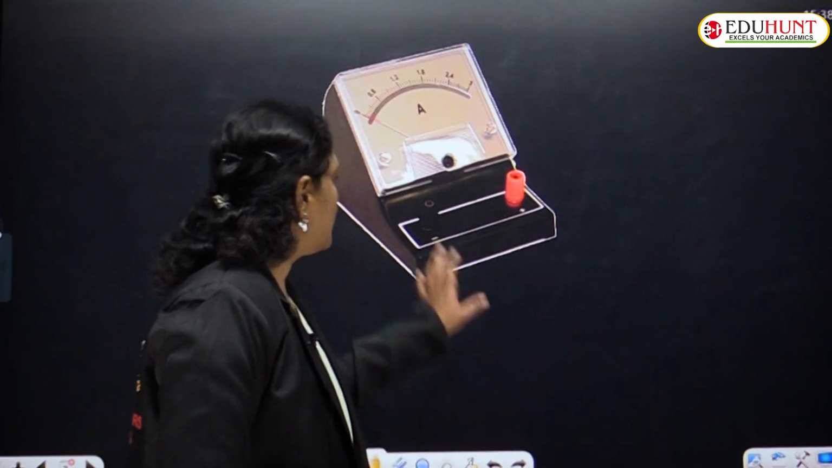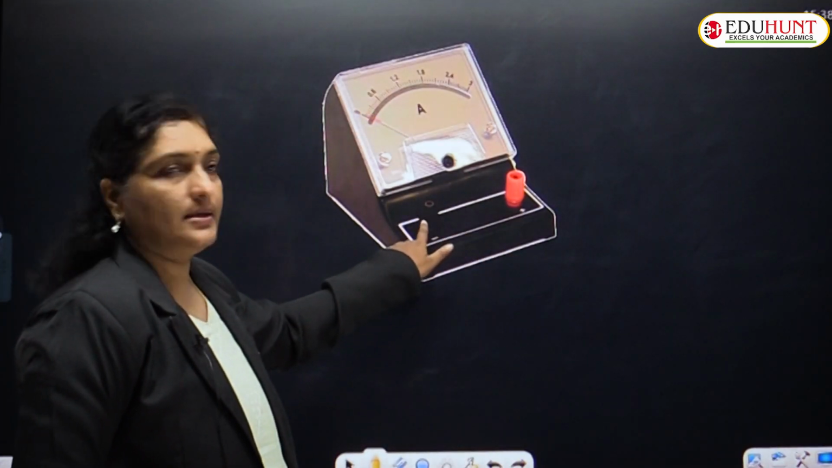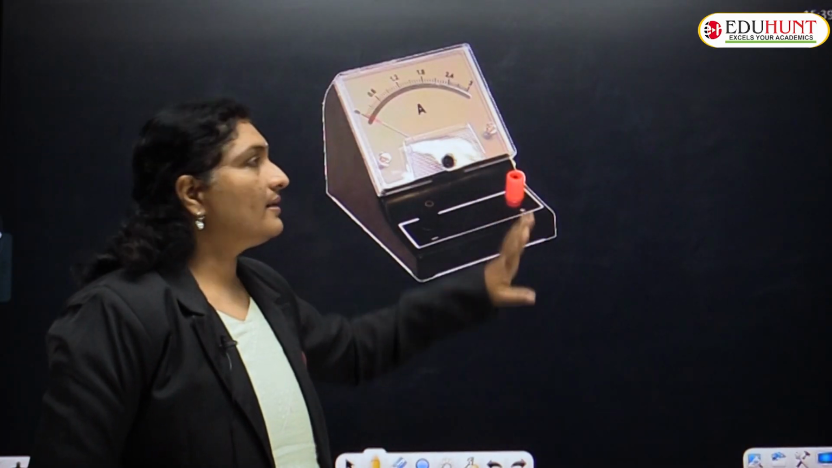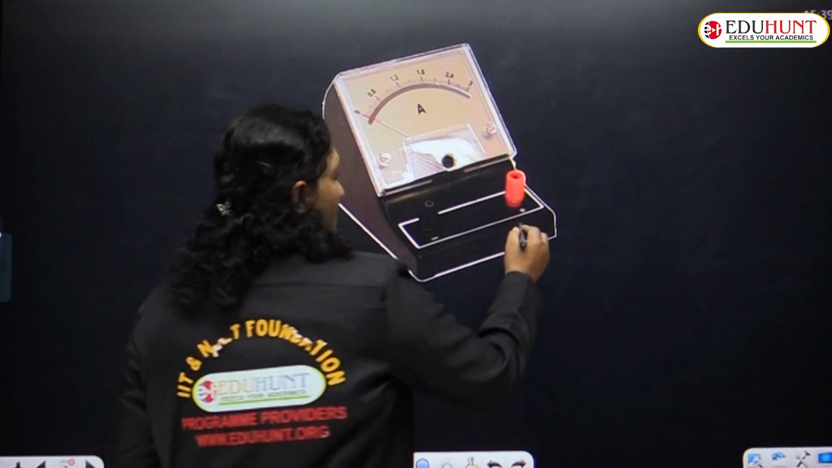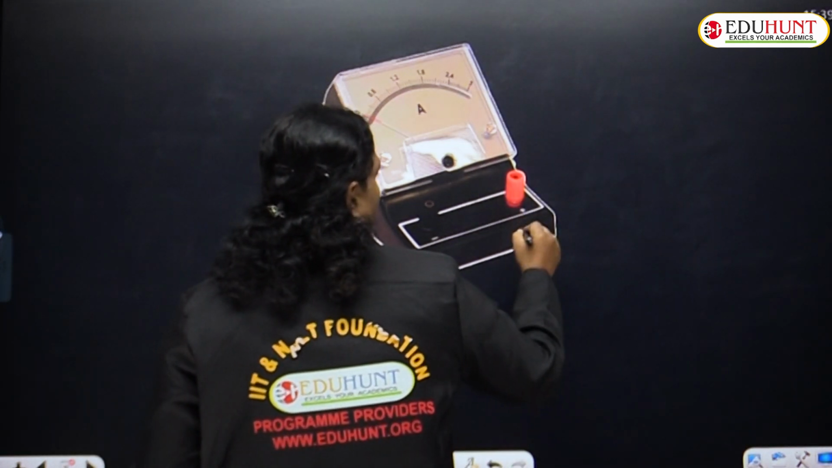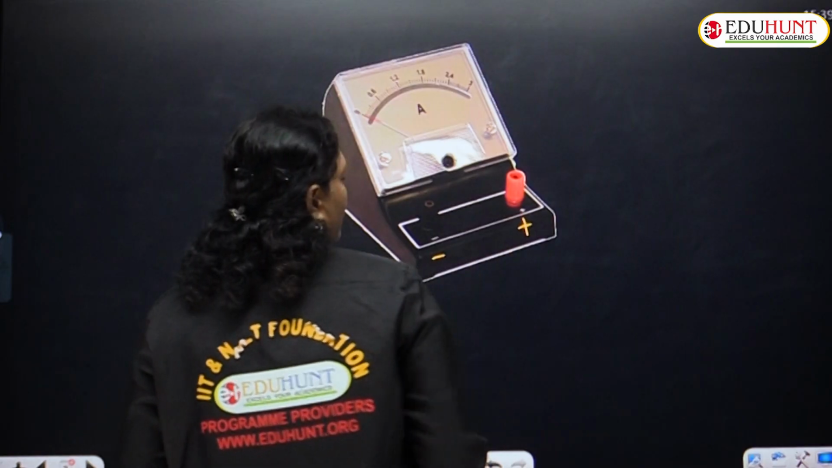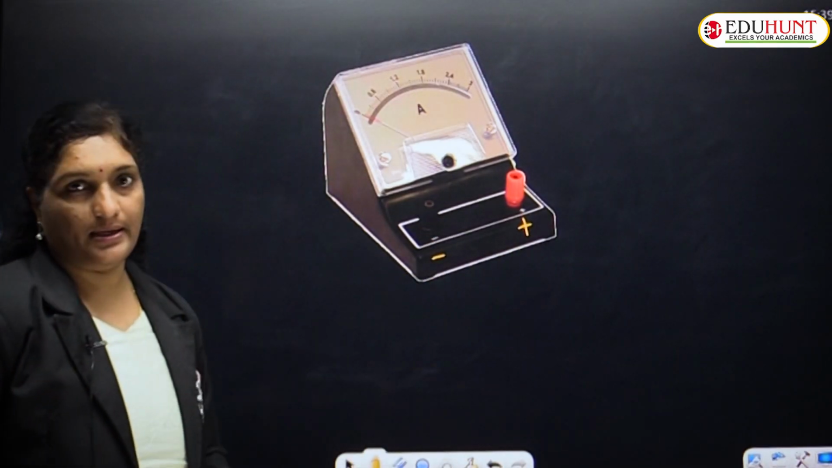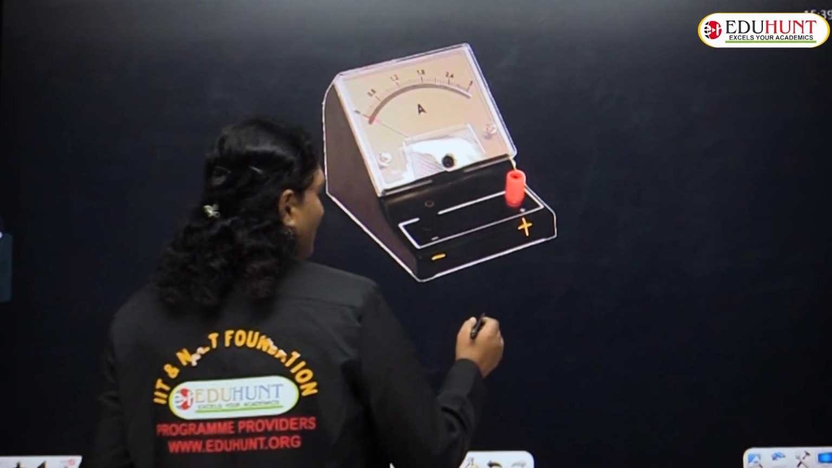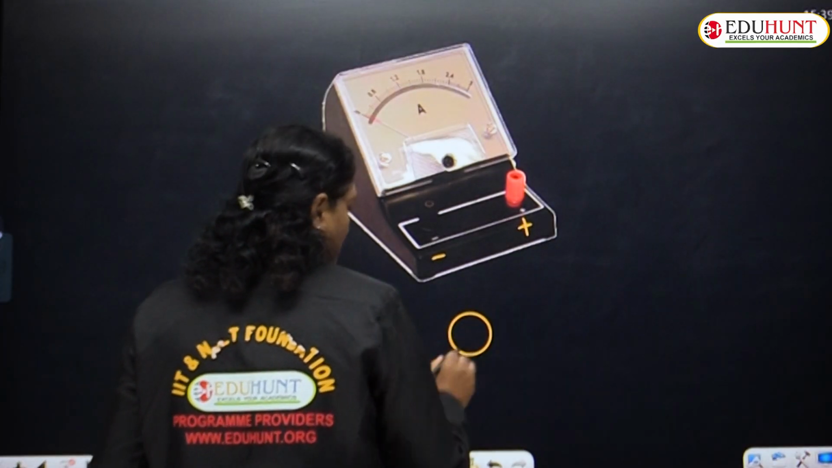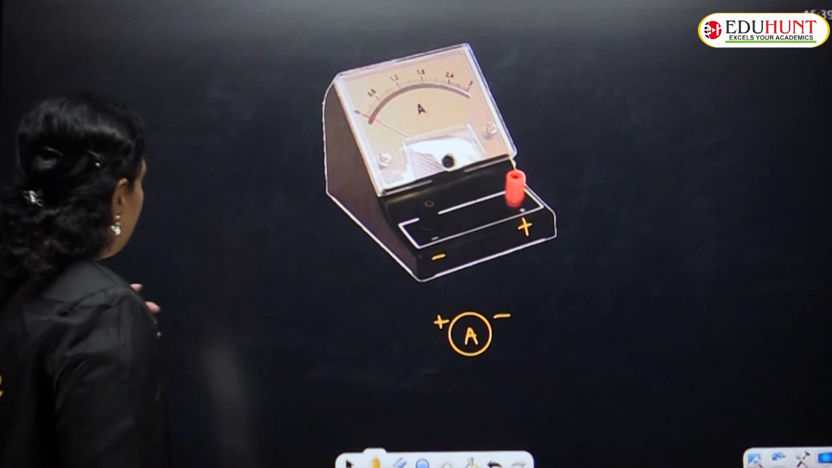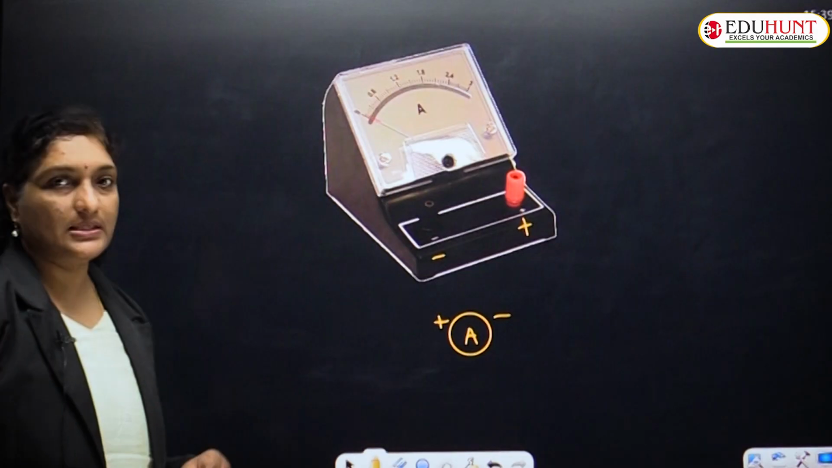Let us also look into the circuit diagram for this. It has two terminals. One is a negative terminal, the other is a positive terminal. Generally, red color indicates your positive terminal, and black color indicates your negative terminal. As I already told you, the symbol for ammeter is something like this, plus and minus.